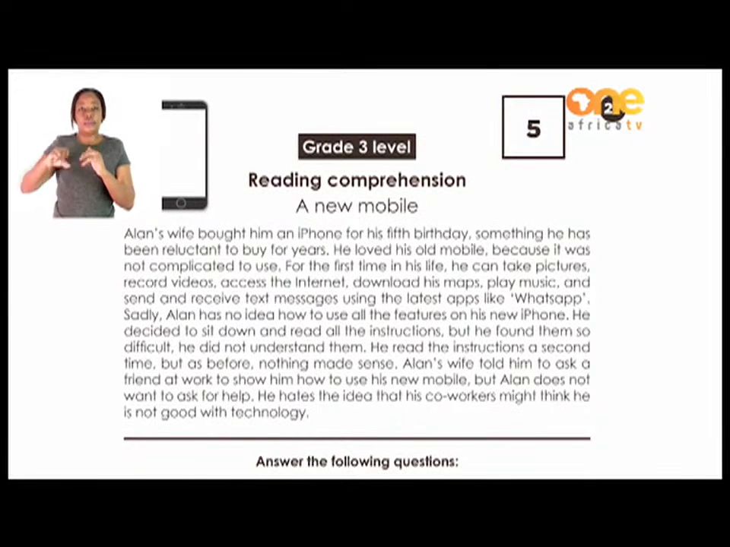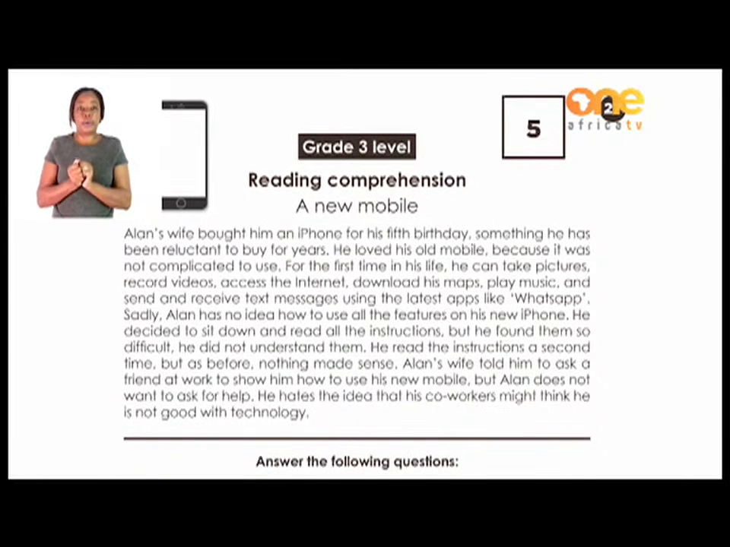Alan's wife bought him an iPhone for his 5th birthday. Something he has been reluctant to buy for years. He loved his old mobile because it was not complicated to use. For the first time in his life, he can take pictures, record videos, access the internet, download his maps, play music, and send and receive text messages using the latest apps like WhatsApp.